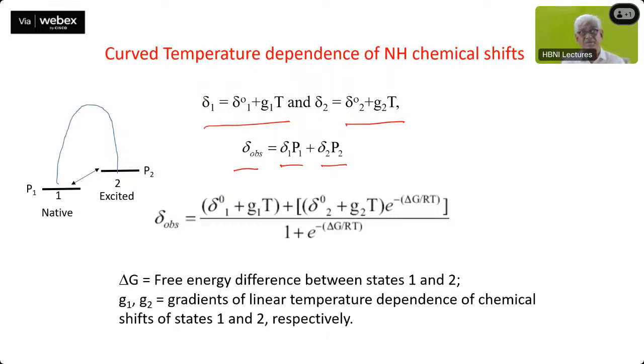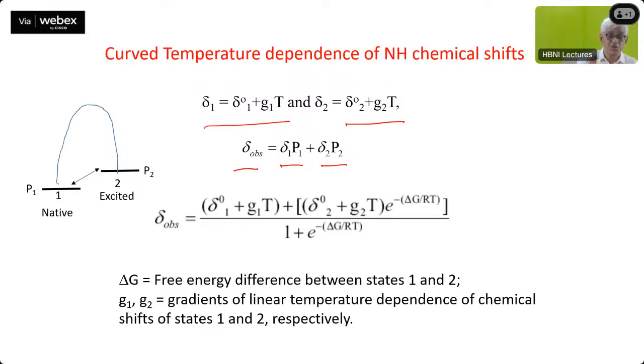And this need not be the same. It can be different for different residues or different for different states. When I say the same residue is in two different states, we're talking about the particular NH proton of a particular residue in two different states, excited state and the native state, and the gradient of the temperature dependence may not be the same. Therefore, the G1 and G2 may not be the same. We have to keep that in mind. So therefore, these are independent variables, G1, G2, and delta 10 and delta 20.